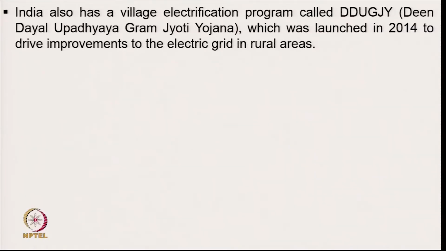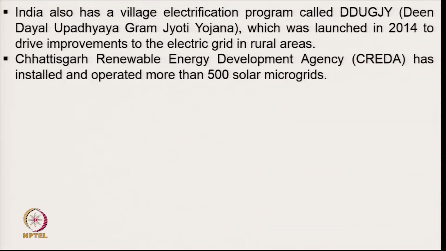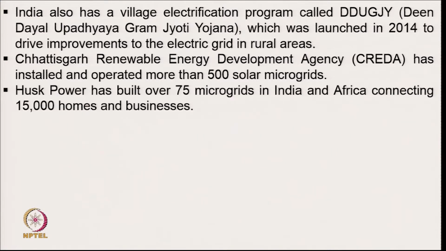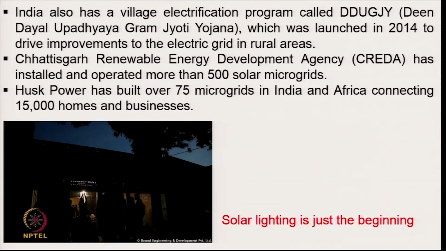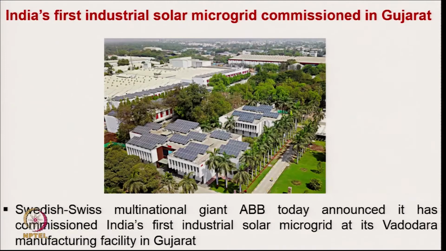India also has a village electrification program called DDUGJY, Deen Dayal Upadhyaya Gram Jyoti Yojana, which was launched in 2014 to drive improvements to the electric grid in rural areas. The Chhattisgarh Renewable Energy Development Agency (CREDA) has installed and operated more than 500 solar microgrids, and Husk Power has built over 75 microgrids in India and Africa, connecting 15,000 homes and businesses. And these are typically solar lighting just at the beginning.